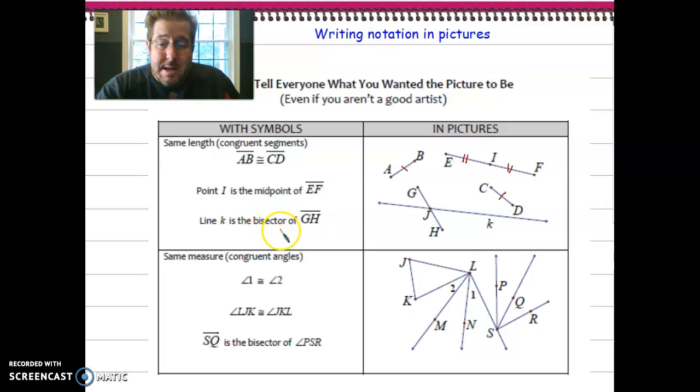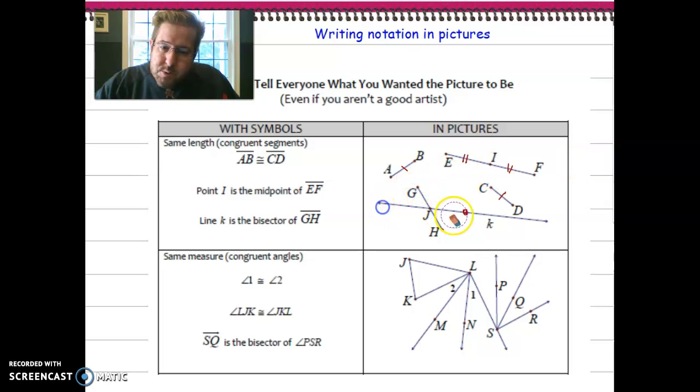Bisector means splits the segment in half. So line k, denoted by this lowercase k, is the bisector of GH, meaning it splits GH in half. Now, I know what you're thinking: you might think this segment isn't in the middle of line k. Well, first of all, lines don't really have a middle because they go infinitely in both directions. Technically, you can get really complicated when you start talking about infinity. If I put a point right here, I can make the same case for it being in the middle as I can right here, because there's an infinite amount on the left and an infinite amount on the right.